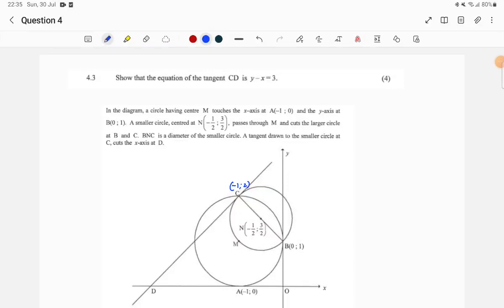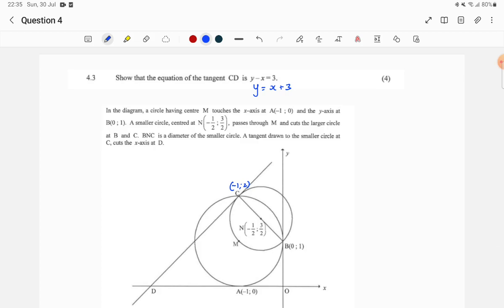Show that the equation of the tangent CD is y minus x is equal to 3. So firstly, they just kind of gave us an unorthodox type of equation, or not the way it's normally given, in its non-standard form. So ideally what they want us to do is get the equation into y equals x plus 3, right? So that's our normal standard linear equation form that we normally see it in, right?